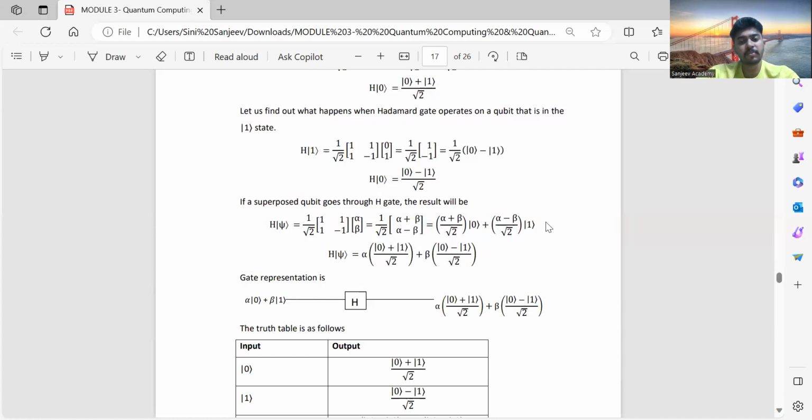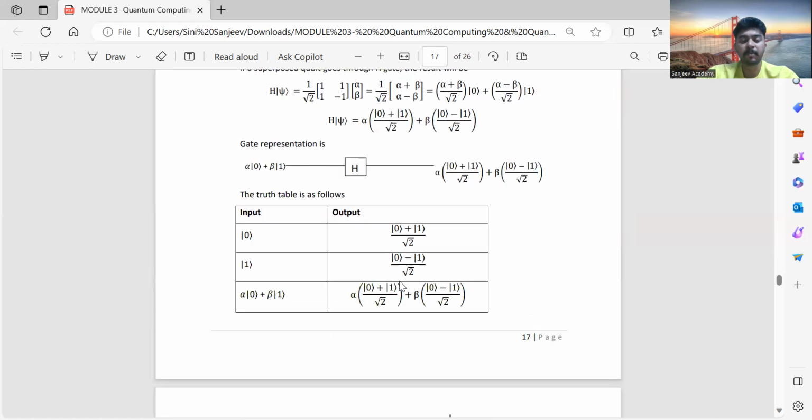So you no need to do these operations. If you know it, you can directly write it down. But make sure that you write down the truth table properly.